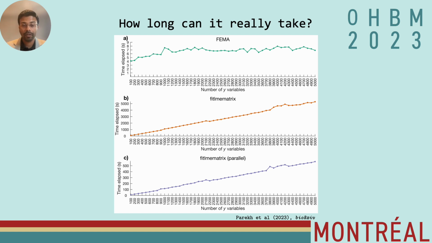This is another example of how the timing scales as a function of number of y variables. And we've plotted here y variables from 100 to 5,000. You can see that the standard linear mixed effects model would take about 5,000 or so seconds for 5,000 variables, while for FEMA, the timings are about 5 to 10 seconds.